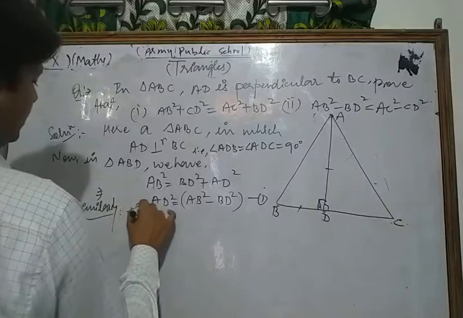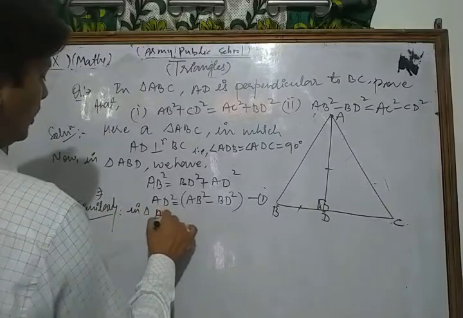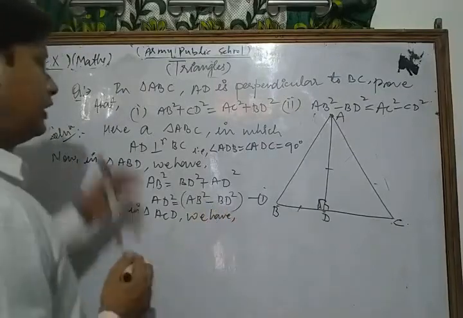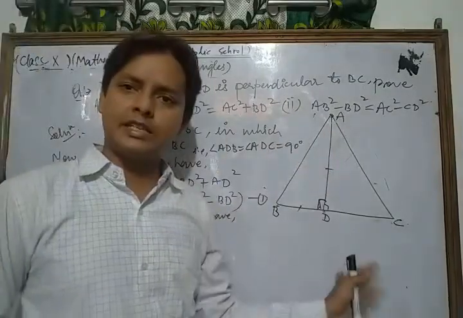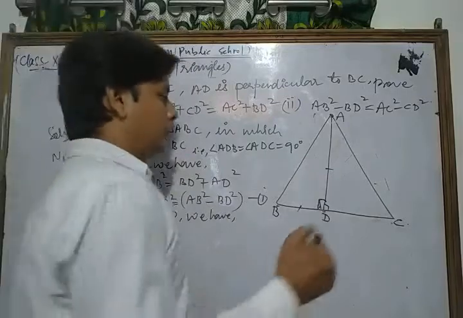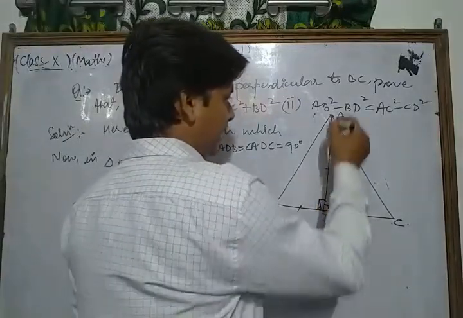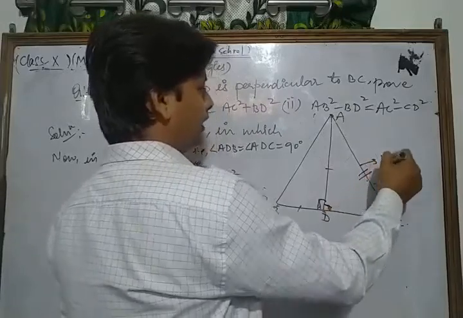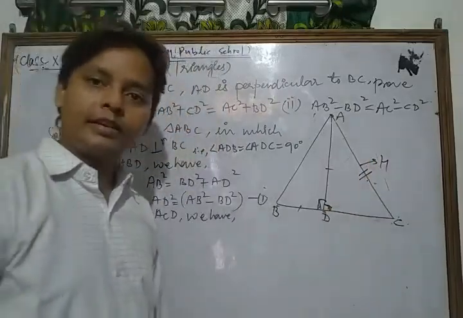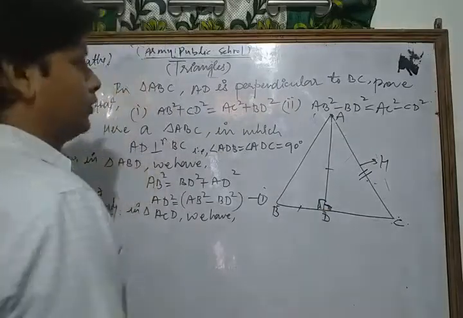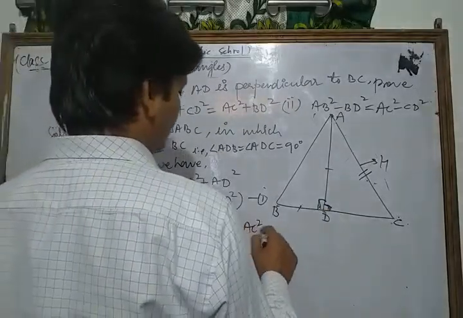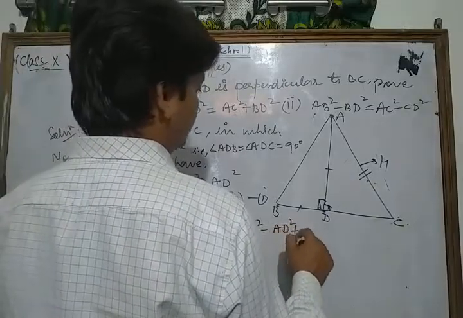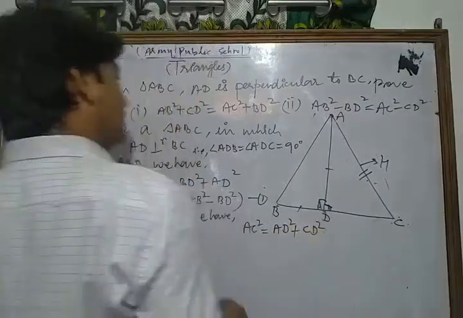In triangle ADC or ACD, we have, dear student, in triangle ACD, this is a right angle, angle ADC is a right angle, and the side opposite to that is your hypotenuse. Okay, now again we apply the Pythagoras theorem, so we get AC square is equal to AD square plus CD square.